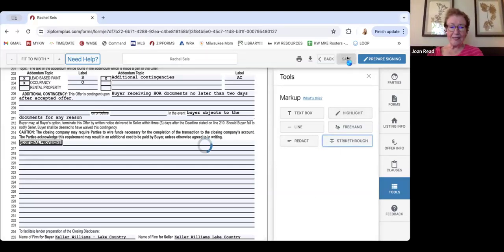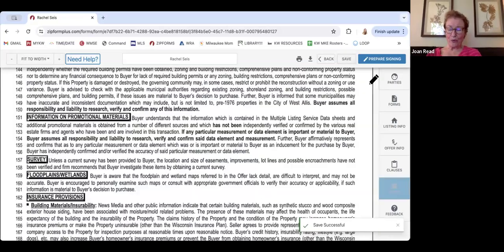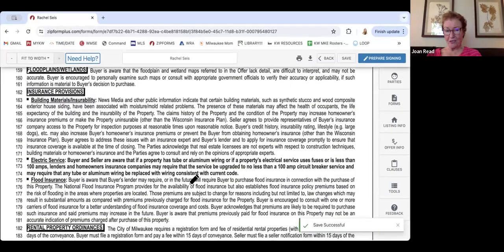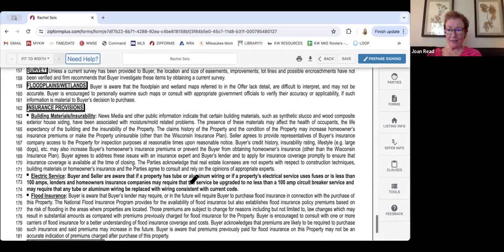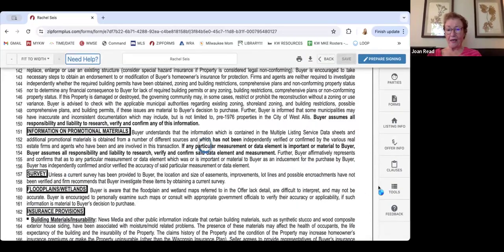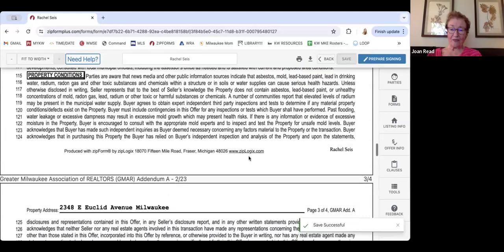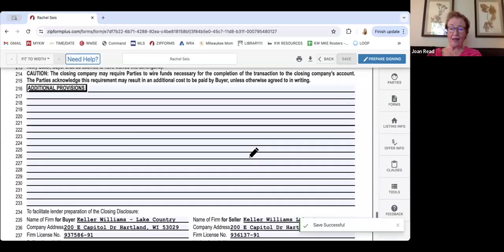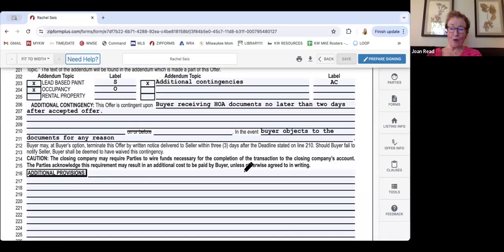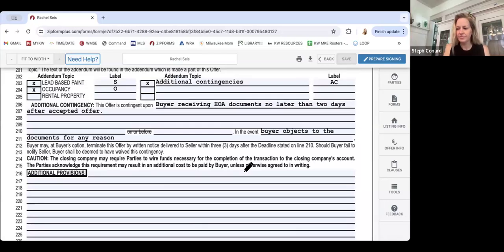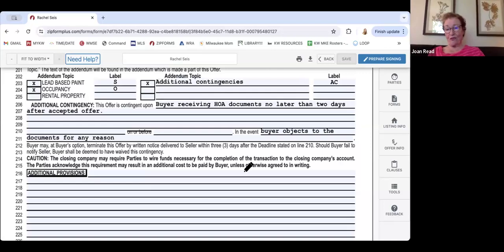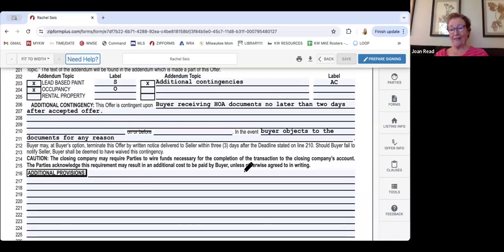Yeah, a contingency has to have those three parts. It has to say what it is contingent upon, and then number two, it has to give the time frame, no later than, and number three, it has to say what happens if it's not satisfied. A provision can just be this, this offer is acceptable providing that, but it's not really a contingency. So that's why they have it in two separate areas.